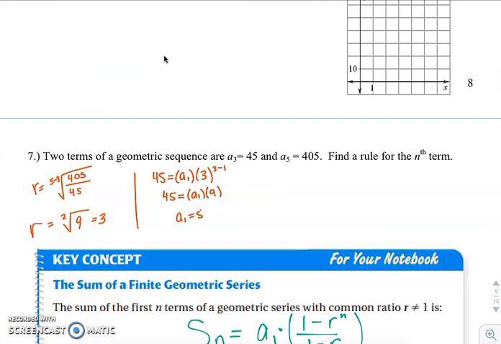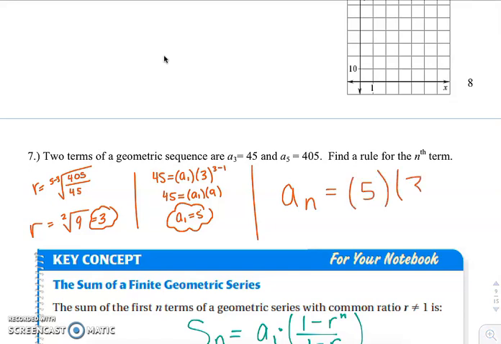So we know that our ratio is 3. We know that a sub 1, our first term, is 5, so we can now write the rule. a sub n equals your first term 5 times your ratio of 3 to the power of n minus 1.